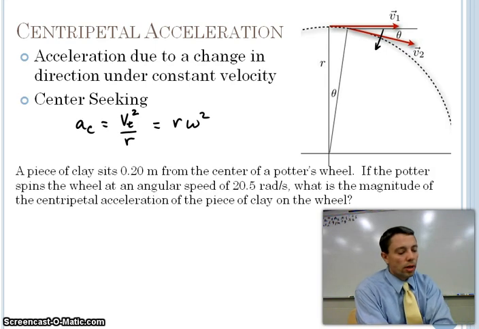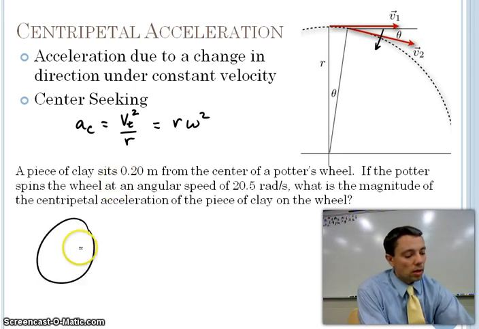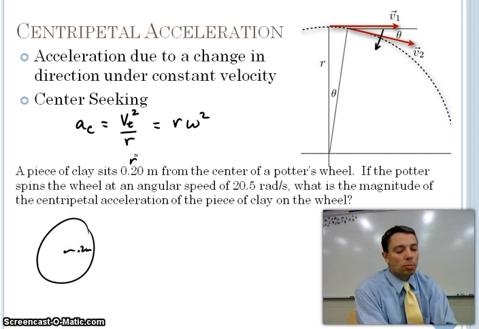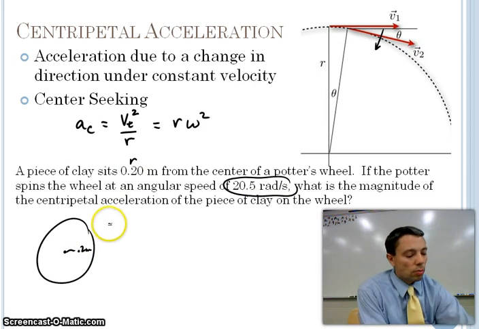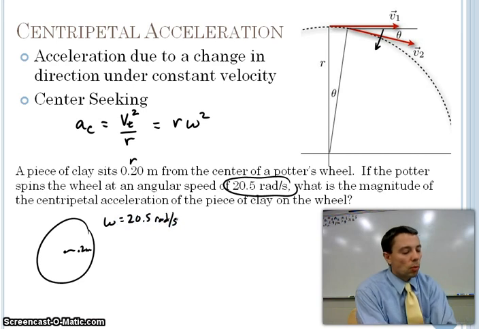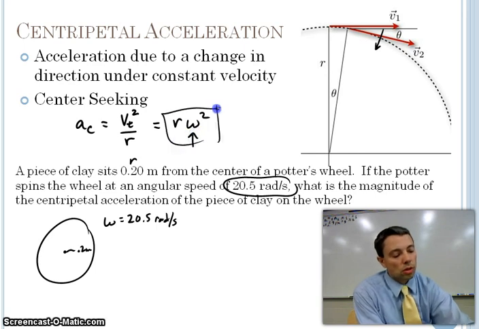So here's my one problem, and I've got about a minute and a half left, so I'm going to see if I can get that done. I have a piece of clay that's sitting 0.2 meters away, so that's my radius, from the center of the potter's wheel. The potter's wheel spins at an angular speed, so my angular speed is 20.5 radians per second. And what's the magnitude then of the centripetal acceleration? You can see that now I have the angular speed, so I'm going to use this relationship.